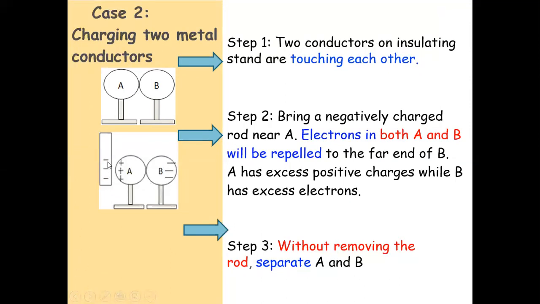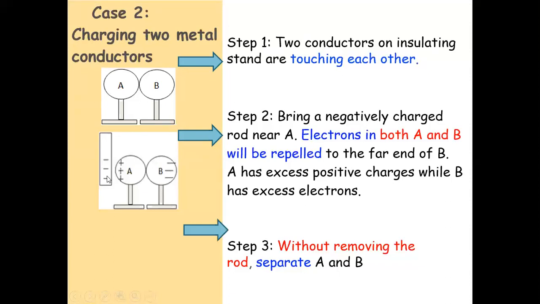Now when we bring a charged rod near to it, this is a negatively charged rod. All the positive charges are attracted toward the rod and the negative charges will be repelled. So sphere A will have its electrons removed, so it has a deficiency of electrons, which means it is positively charged, and sphere B has an excess of electrons on it, so it is negatively charged.